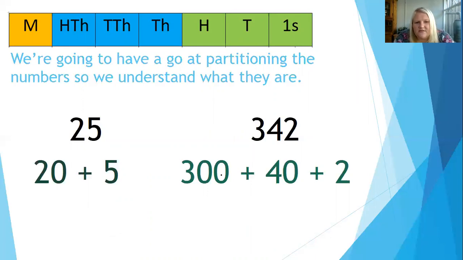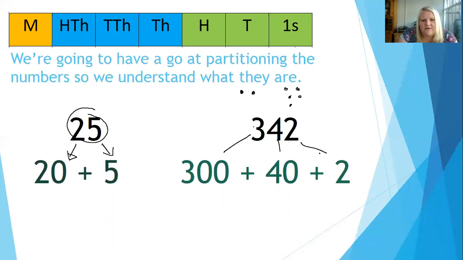So a simple way of looking at it is if you look at the number 25, which is over here, okay? We've got 25 here. We've got 2 lots of 10, which is 20, and we've got 5. If we were to draw that up here, we'd have 2 10s and 1, 2, 3, 4, 5 ones. 342 is the one over here. We've got 1, 2, 3 hundreds, 300, 4 10s, 40, and 2 ones. We've partitioned that number. Let's have a go at the next one.